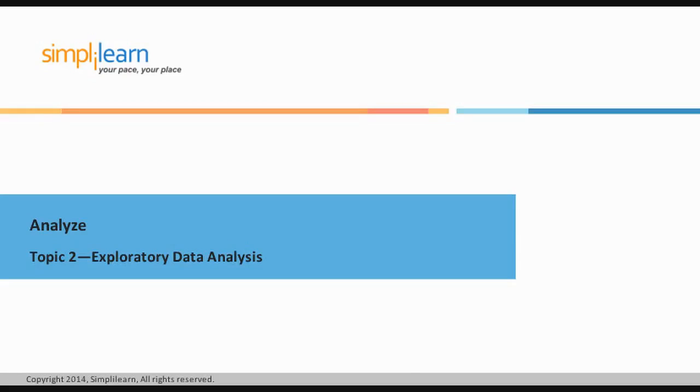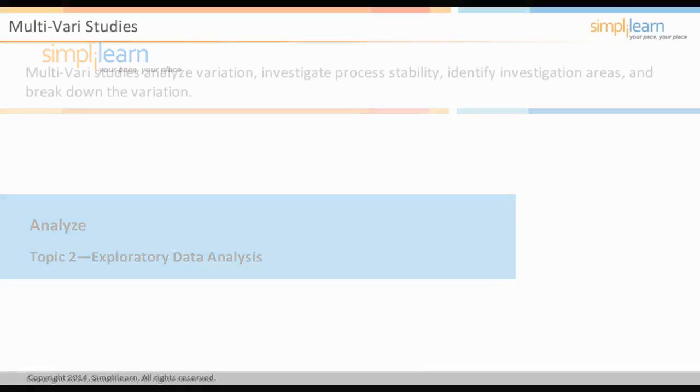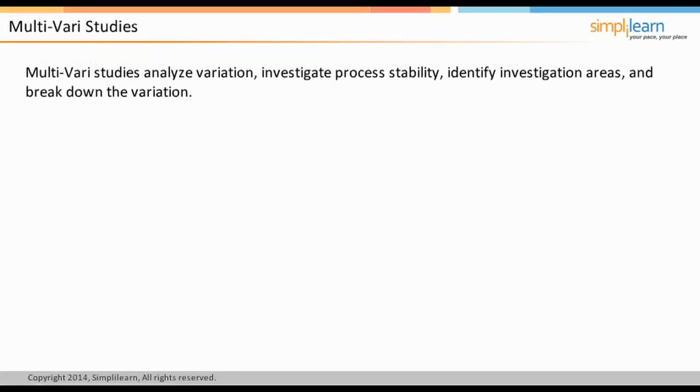In this topic, we will discuss exploratory data analysis in detail. Let us learn about multivariate studies in the following screen. Multivariate studies or multivariable studies are used to analyze variation in a process. Analyzing variation helps in investigating the stability of a process. The more stable the process, the less the variation. Multivariate studies also help in identifying areas to be investigated. Finally, they help in breaking down the variation into components to make the required improvements.